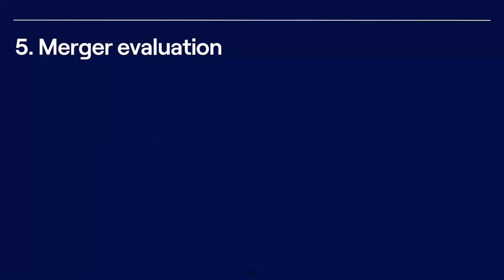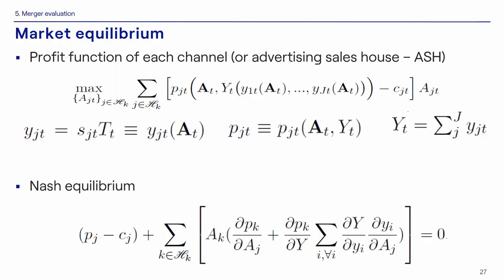Okay, so now we are in a position to evaluate the merger. First thing, we can define the profit function of each channel, more precisely the advertising sales house. So these houses are choosing the amount of advertising by maximizing the profit, price minus the marginal cost.